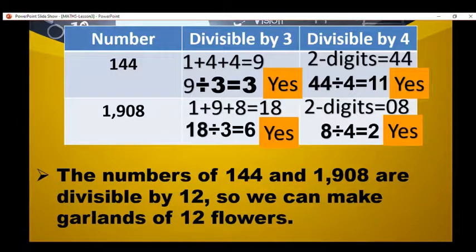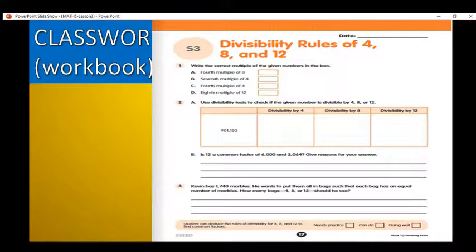Now that you know how to find out if it is divisible by 4, 8, and 12, I want you to answer your classwork. Get your workbook and open it to page 17. Seat work number 3, divisibility rules of 4, 8, and 12.